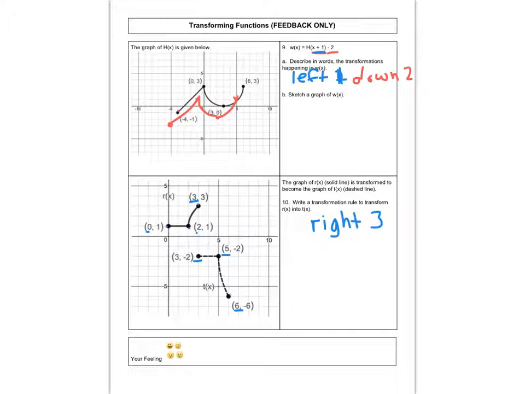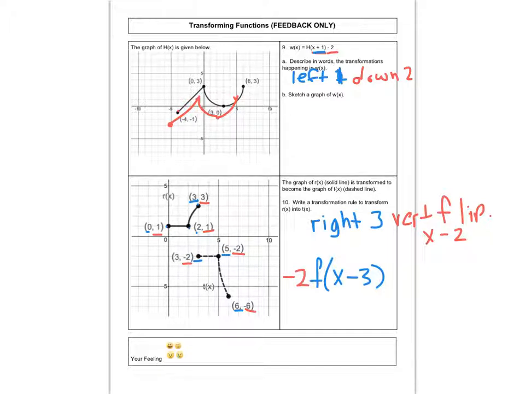I also know that that means that this is going to be an x minus 3 inside the parentheses. I can also see that there's been a vertical flip, but not just a vertical flip. These points are going from 1 to negative 2, from 1 to negative 2, and from 3 to negative 6. In each of those cases, we're multiplying the points by negative 2. Because of that, I'm going to do this as a negative 2 as a multiplier out front. That'll actually take everything that we had to do for this problem and put it all into one place.